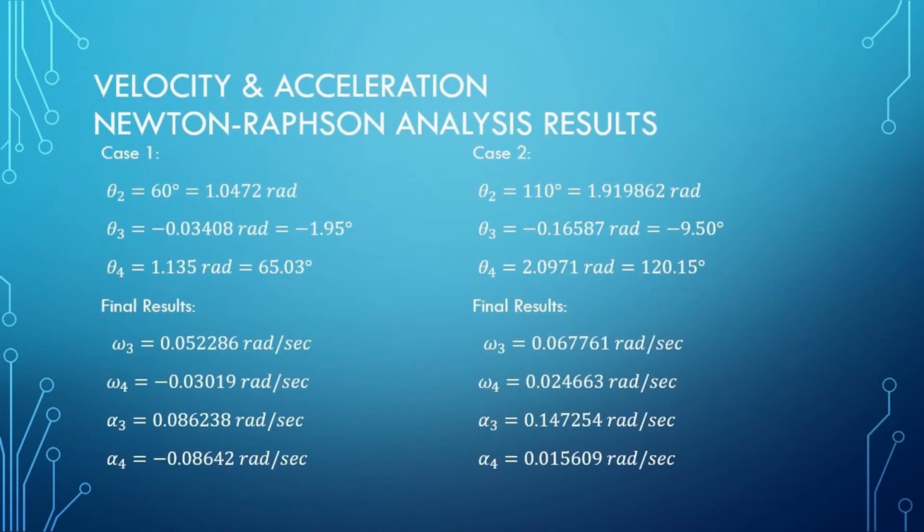You can see our results for the velocity and acceleration portion of the Newton-Raphson analysis. Again, our initial guess for theta 3 and theta 4, or our final answer for theta 3 and theta 4 are shown. And then omega 3 and omega 4, as well as alpha 3 and alpha 4 are shown in both cases.